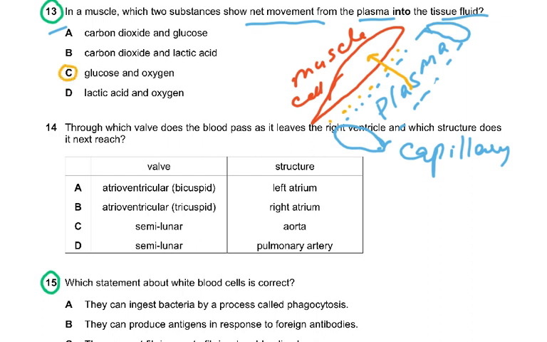But why are the others wrong? In A it is carbon dioxide and glucose. Carbon dioxide is going to be in this direction, glucose is going to be in this direction. Then the other one is carbon dioxide and lactic acid. Lactic acid will be in this direction. Lactic acid produced in the muscle will enter the plasma. It won't go from the plasma into the tissue fluid. So lactic acid in both situations is wrong. Why is it wrong? Lactic acid is made in the muscle, and from here the lactic acid will go back into the blood. So it diffuses from the muscle cell or the tissue fluid into the plasma.